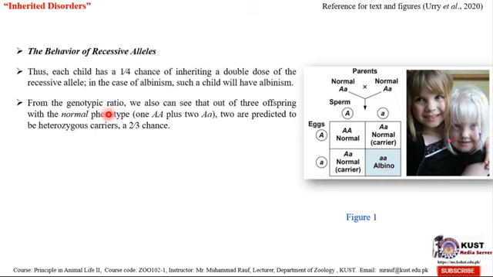From the genotypic ratio, we also can see that out of 3 offsprings with the normal phenotype, 2 of them are carriers. They are in heterozygous form. They have a dominant allele as well as a recessive allele. The dominant allele is controlling the trait normally, but the recessive allele can be passed on to next generation.